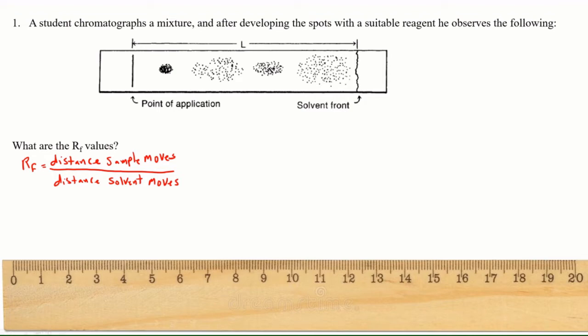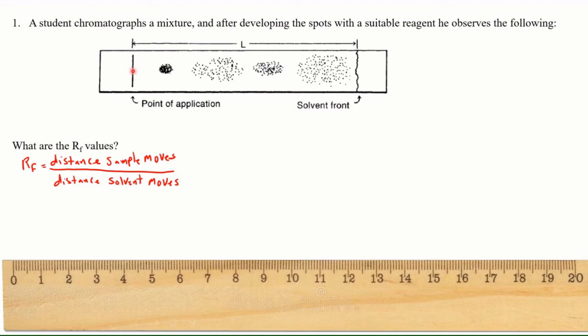So we need to know a few things. In order for us to know the distance the sample moved, we need to know where the sample was first applied. And then we need to notice how far it traveled. So if we look here, usually the point of application, or the point where we spot mixtures, is 1 centimeter away from the edge of the chromatography paper. In this picture here, it tells us already that this line right here is the point of application. So where this red dot is, this is most likely where the mixture was spotted.